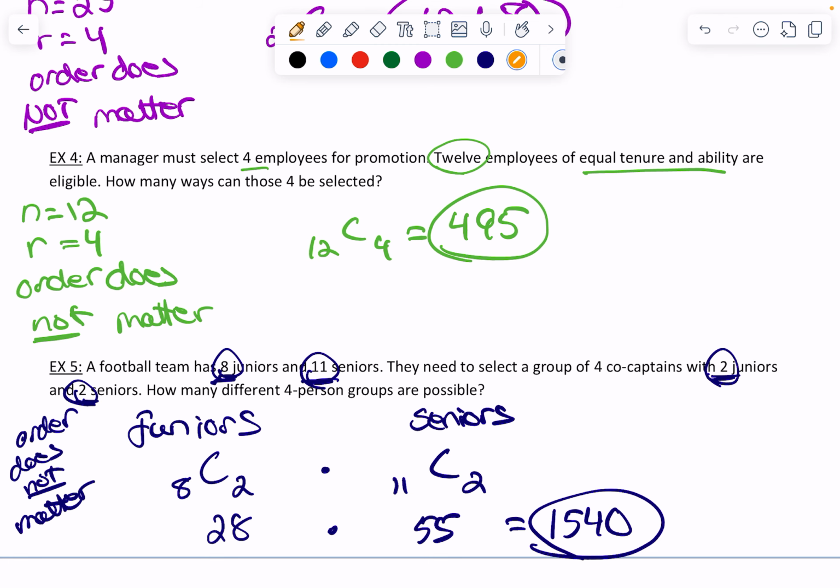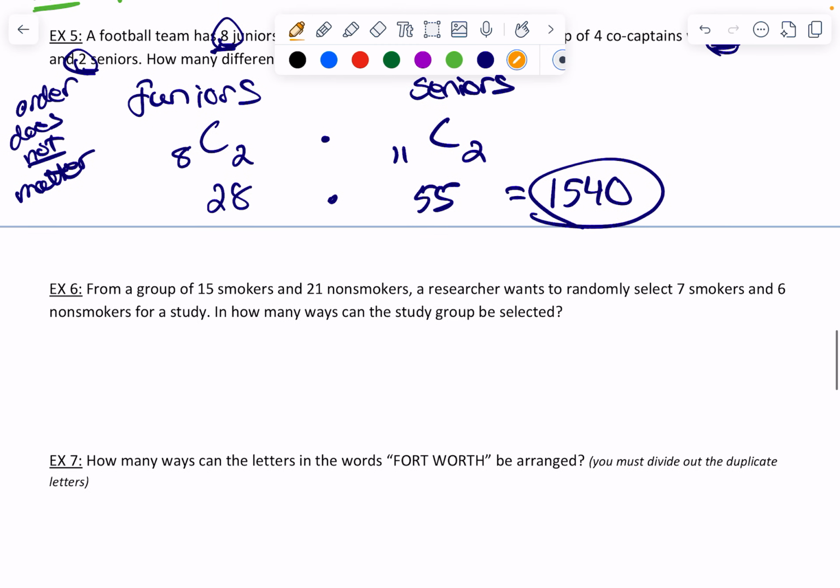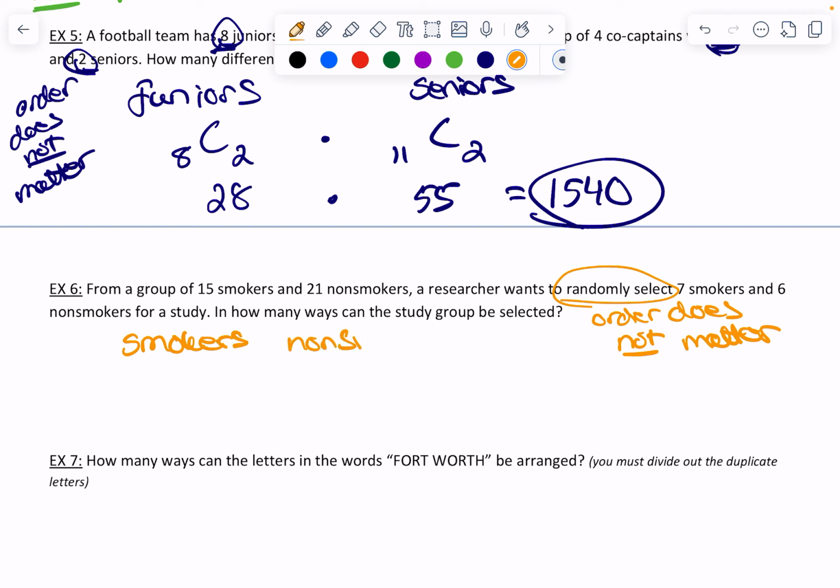Okay, next question here. From a group of 15 smokers and 21 non-smokers, a researcher wants to randomly select 7 smokers and 6 non-smokers for a study. In how many ways can the study be selected? Okay, again, randomly selected, so order does not matter. So we're using a combination. So we have smokers and non-smokers. And now we're doing this the exact same way we did the football team co-captains.